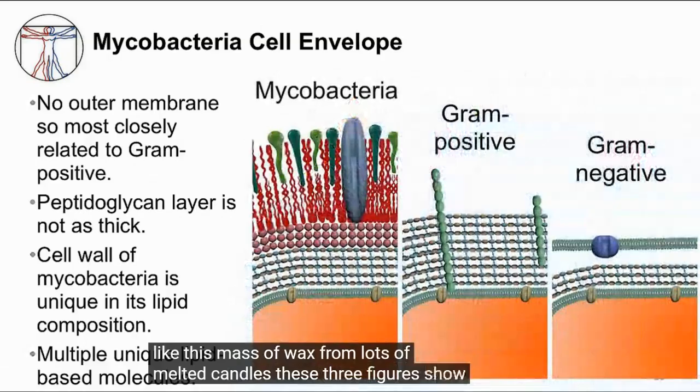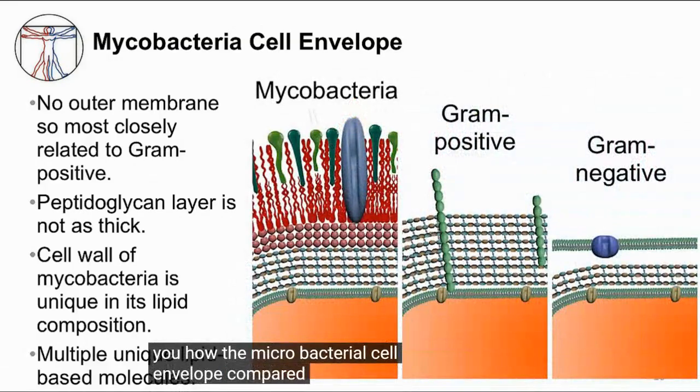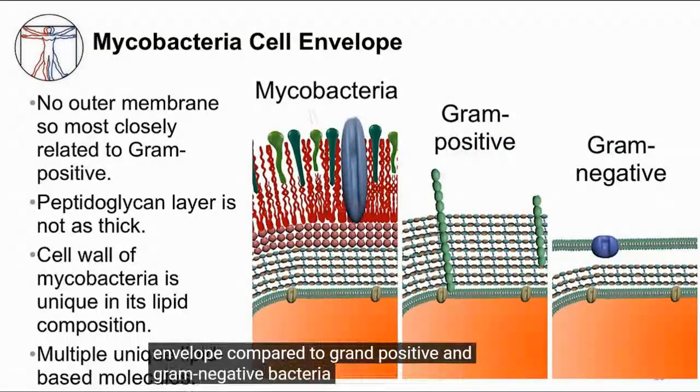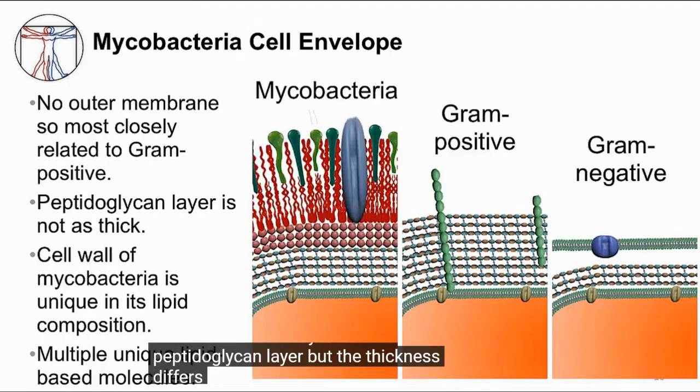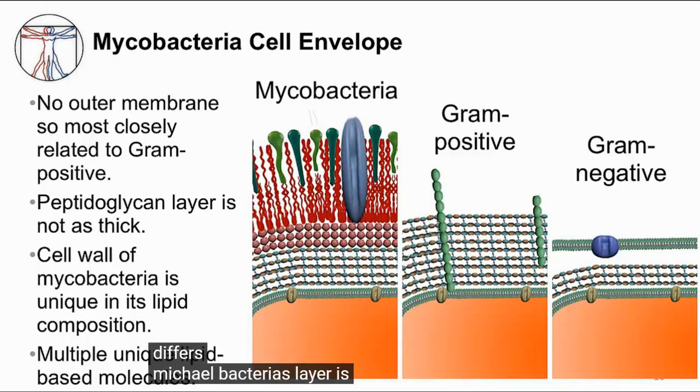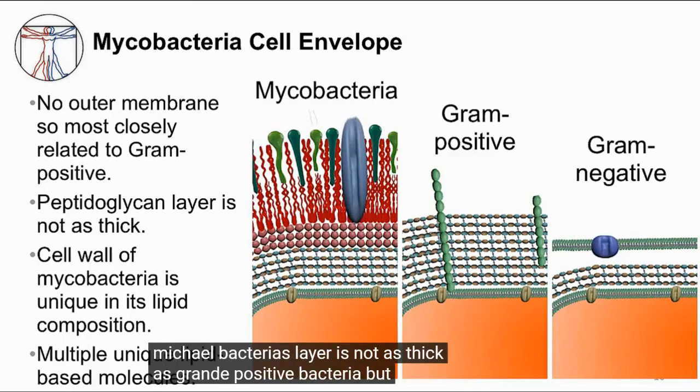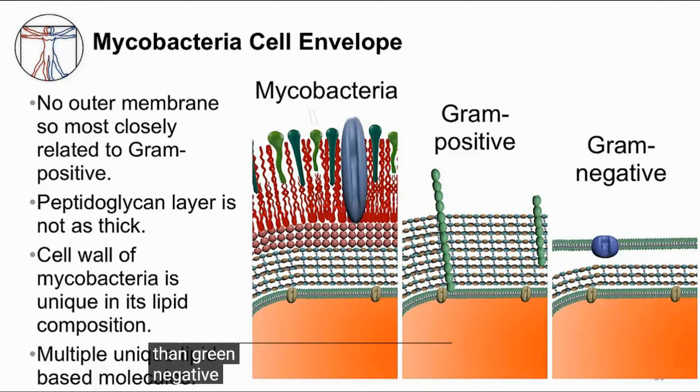These 3 figures show you how the mycobacterial cell envelope compares to gram-positive and gram-negative bacteria. They all have an inner membrane. They all have a peptidoglycan layer, but the thickness differs. Mycobacteria's layer is not as thick as gram-positive bacteria, but thicker than gram-negative.